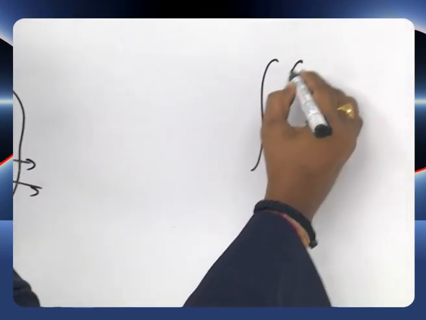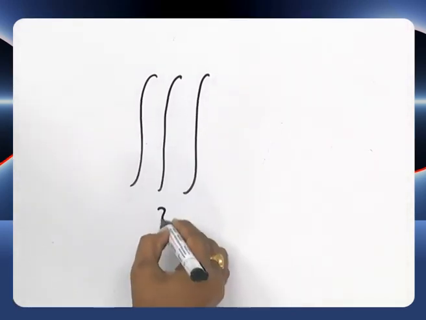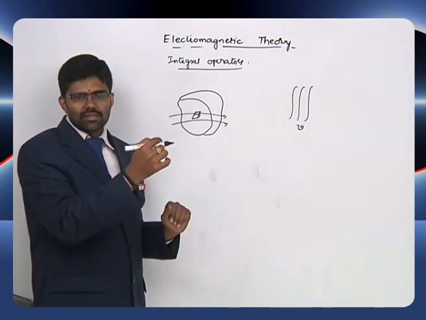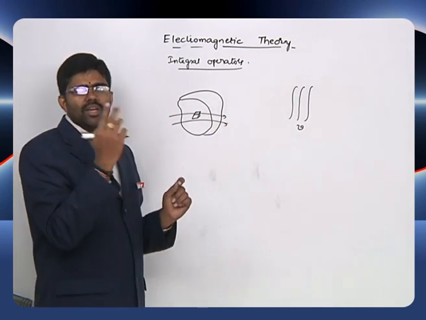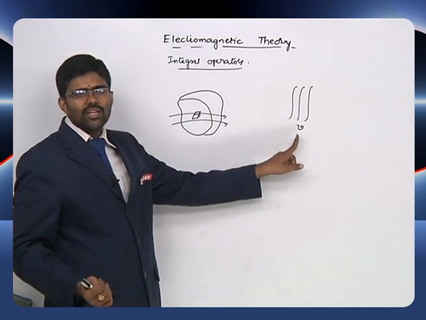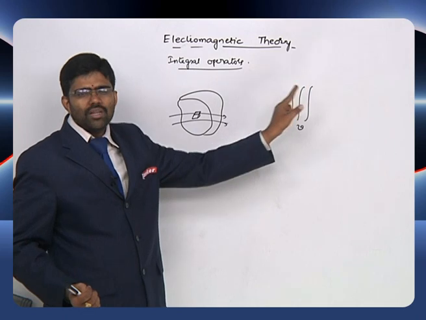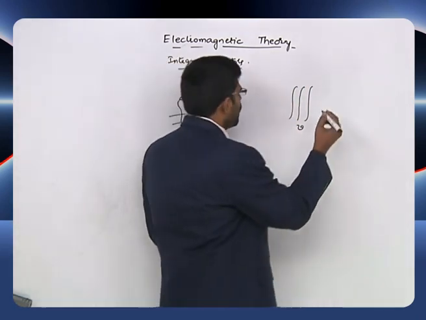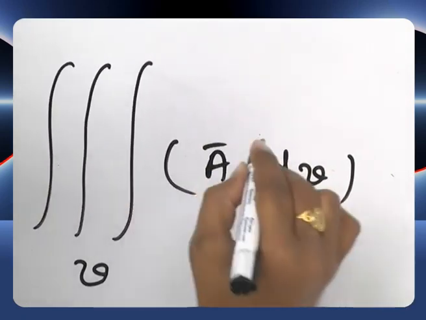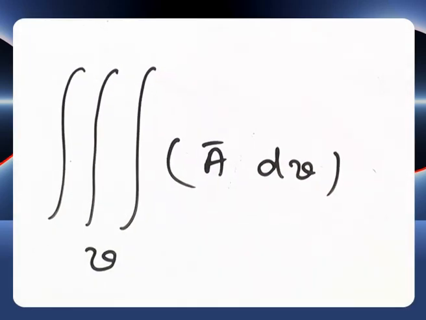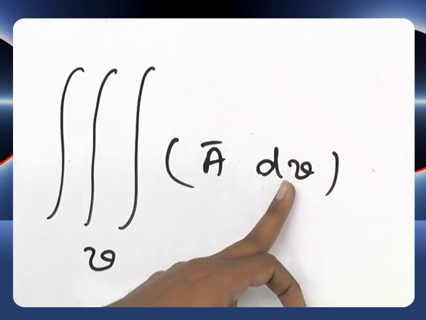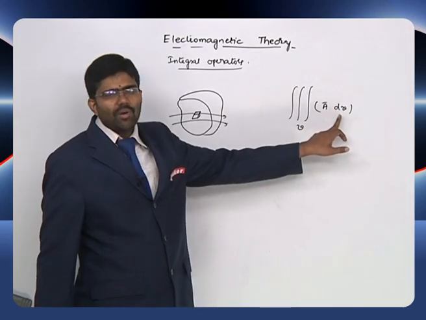The volume integral is a three-fold integral. Since the volume is formed as a three-dimensional structure, it will have three differential elements, and the integration will take place with respect to each of them individually. So a three-fold integral will be used, that is A bar dv. That is what we consider here. Here there will be no dot product or cross product between them. Since dv is a simple scalar, it can just be written as A bar dv.